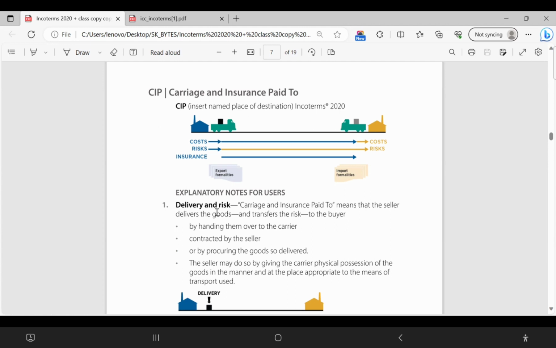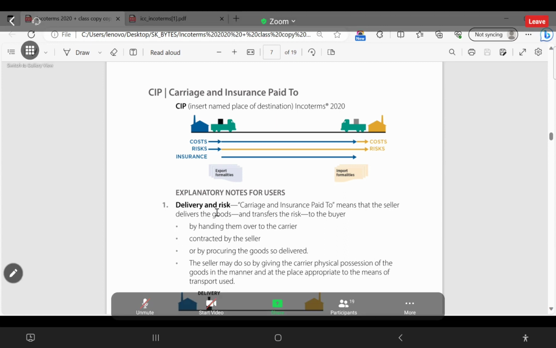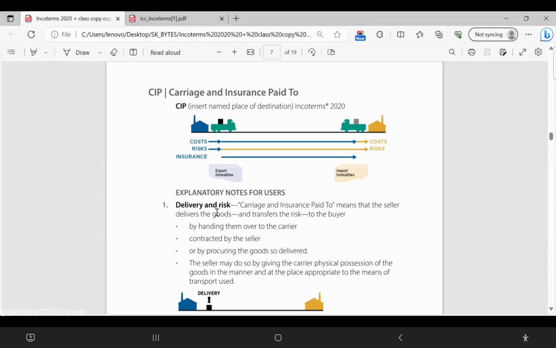Now maybe there was some news, right? Recently, a cargo ship carrying some 3,000 cars caught fire and the cars were destroyed. Did you come across this news? So maybe it is impossible for a seller to bear that entire cost.